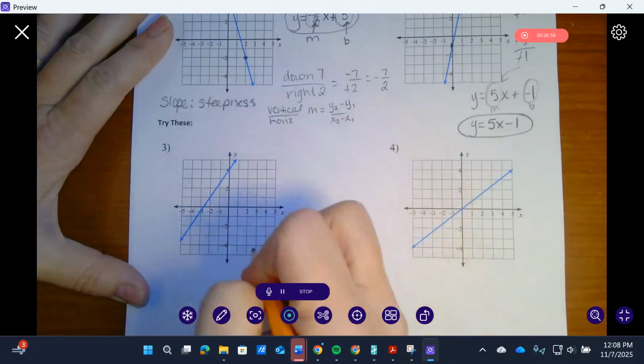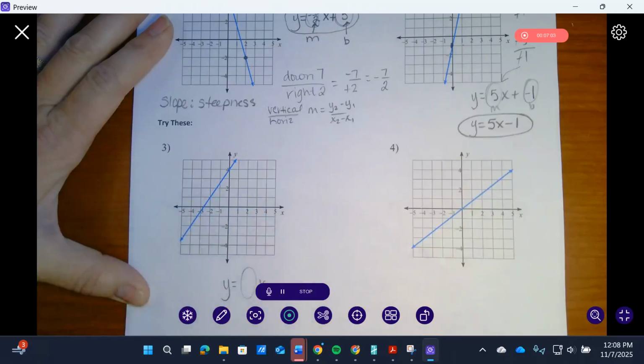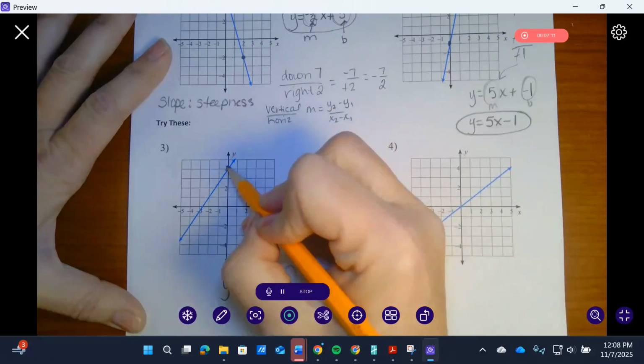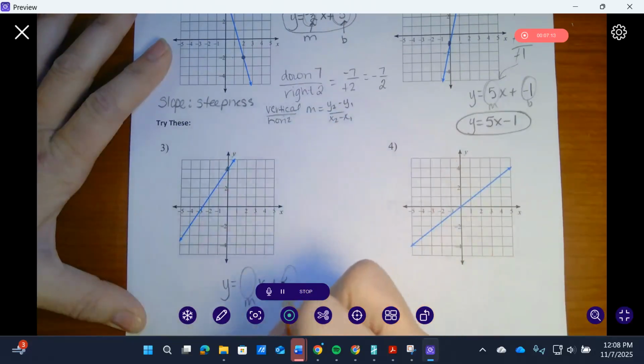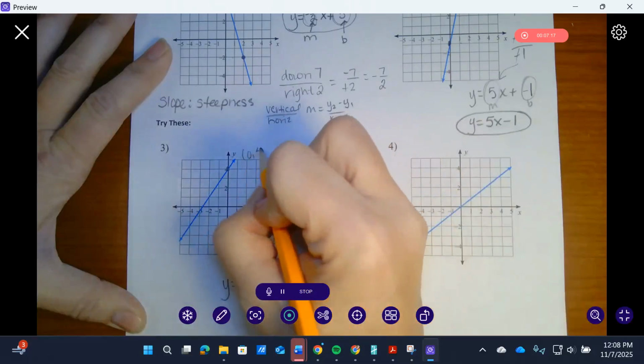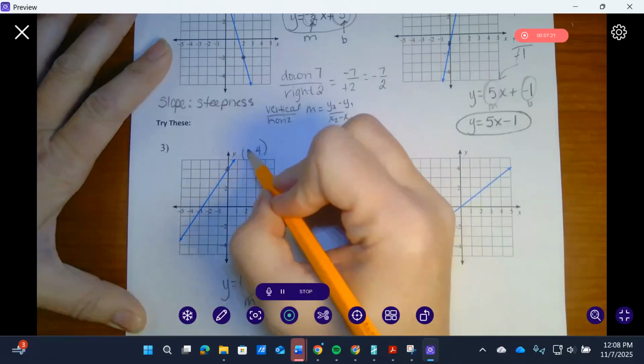Alright, I'm going to write my equation of my line. I know I'm going to need to fill in the slope, and I'm going to need to fill in the y-intercept. Okay, so my y-intercept is (0, 4), so right here goes 4. It's the y value of my intercept here, where x is always 0.